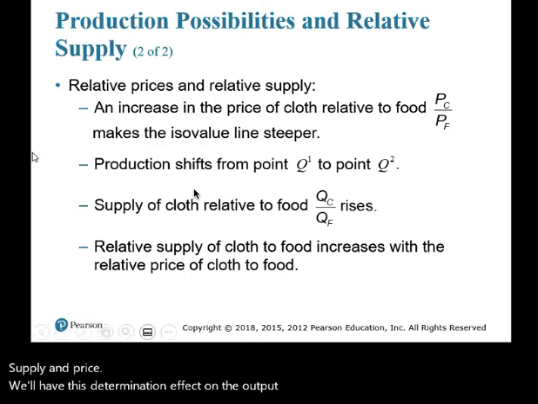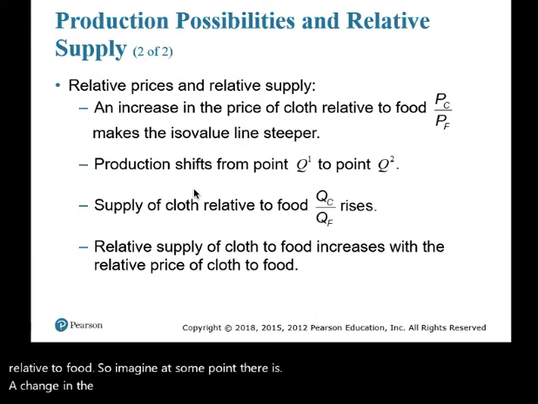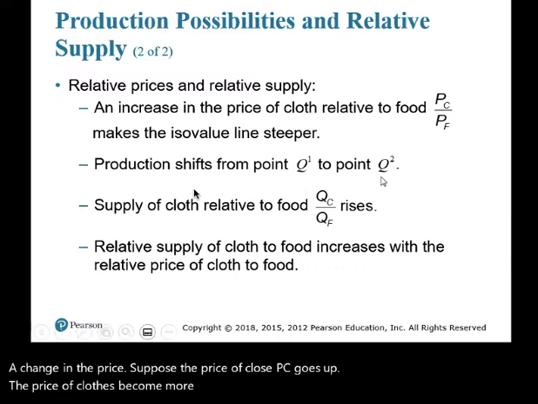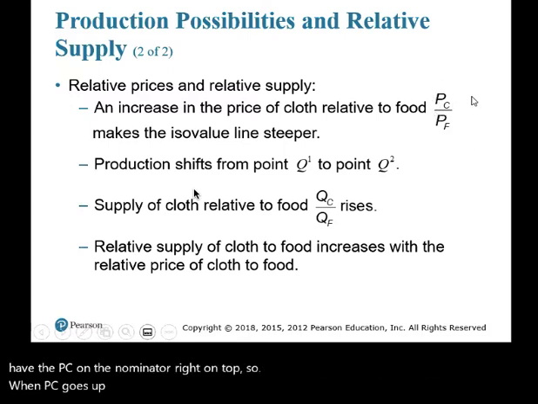An increase in the price of clothes relative to food. So imagine at some point there is a change in the price. Suppose the price of clothes, PC, goes up. Okay, the price of clothes becomes more expensive. So the relative price will become higher since we have this PC in the numerator, right, on top. So when PC goes up, the ratio will go up. That will make the isovalue line steeper.